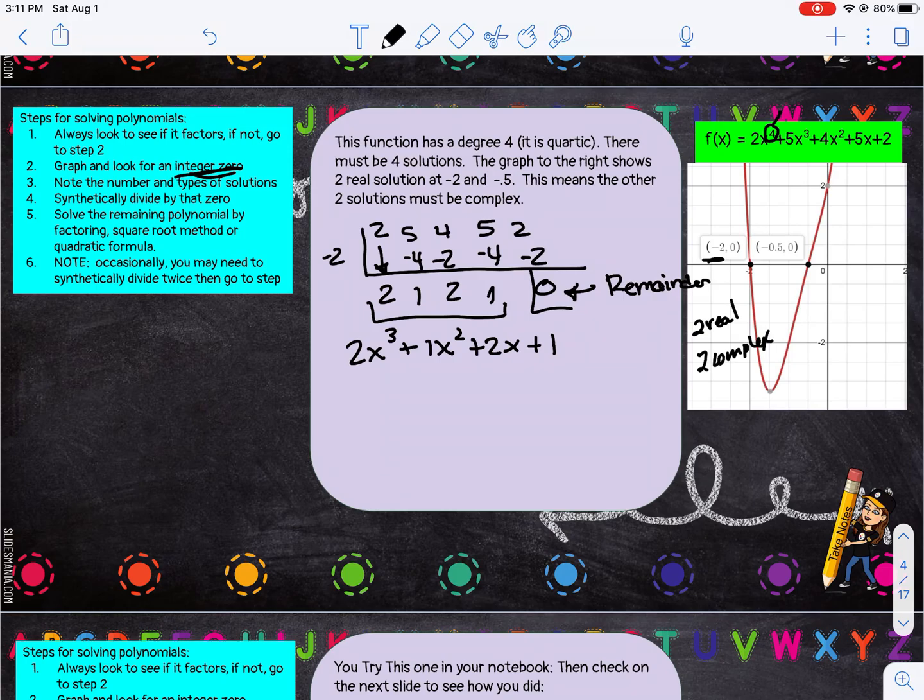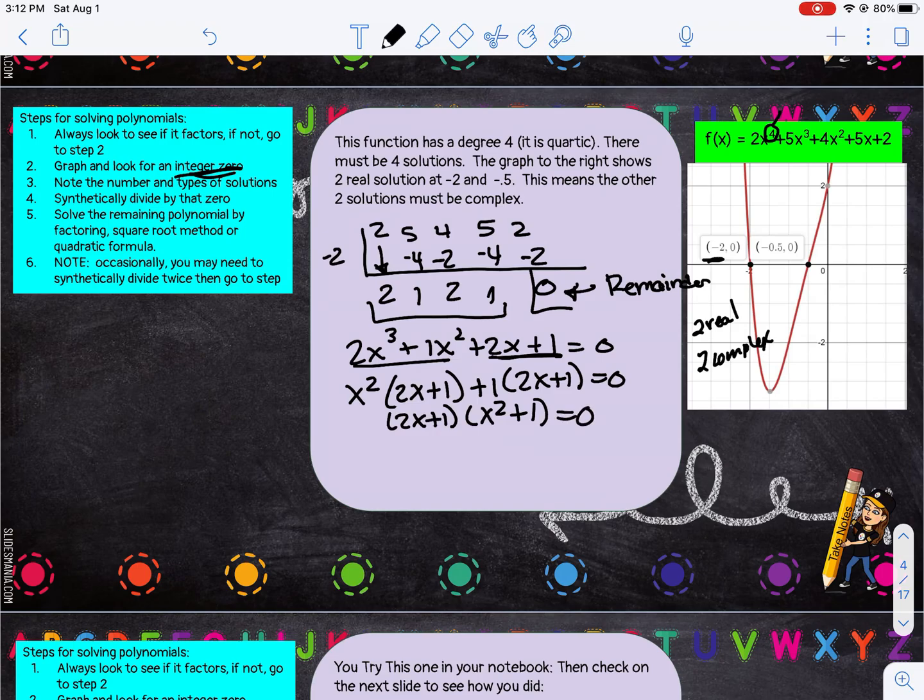Now again, when you get here, you have to think of all the methods you know. This one has 4 terms. When I see 4 terms, I think grouping. So I'm going to set this equal to 0, and I'm going to do my grouping method. So I'm going to do the GCF. If I divide out the x squared, I'm going to be left with 2x plus 1. The second pair down here, they really don't have anything in common other than 1. I like to write it out front, though, because it helps me see my factors. So I'm going to have my 2x plus 1 and my x squared plus 1.